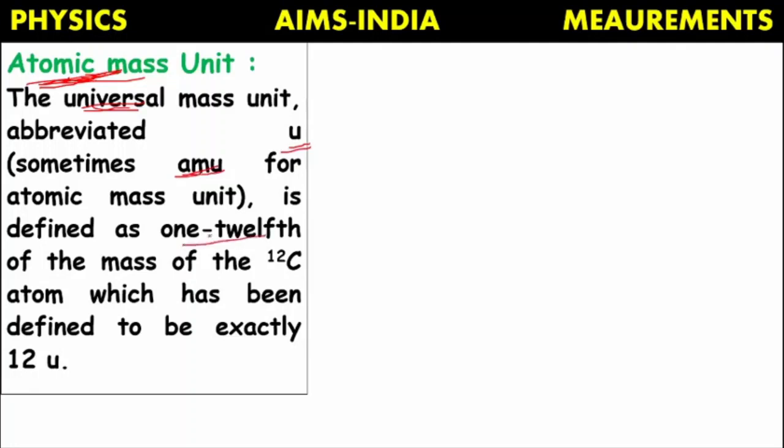is defined as 1/12 of the mass of the carbon-12 atom. Actually, the mass of carbon-12 atom is defined exactly as 12 atomic mass units, 12 U or 12 AMU. If we divide this 12 into 12 equal parts, then one part, that quotient 1 part is considered as atomic mass unit.